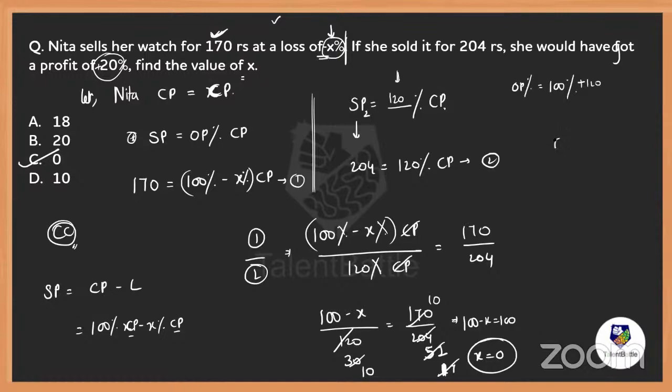So remember, overall percent is always 100% plus or minus the profit or loss percentage. If it is profit, you add to 100%. If it is loss, you subtract from 100%. That's it. So here in case one, since it's loss, 100% is minus X. Since here in case two it is profit, 100 plus 20 will give me 120% of cost price. Got it, everybody? Understood this point?